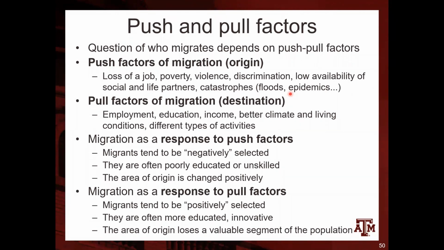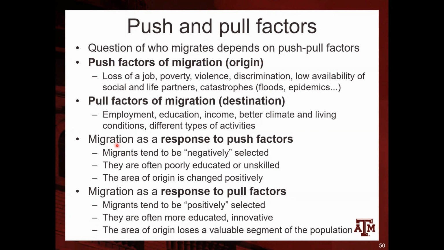The pull factors on the other way: employment opportunities, education opportunities, income, better climate and living conditions. A lot of people being attracted to live in Texas, for example, at older ages because of the good overall climate, not so cold today, but the average climate here being more welcoming than in other places in the US. Different types of activities that are available to me that I could have if I moved there. So there are these different characteristics of areas of origin and destination that push or pull people.